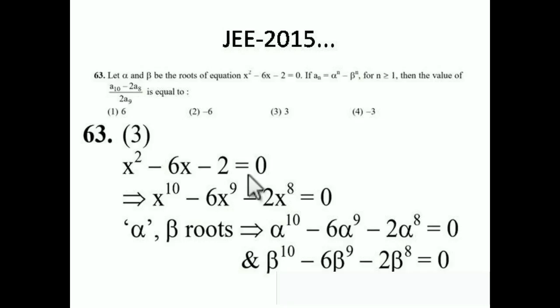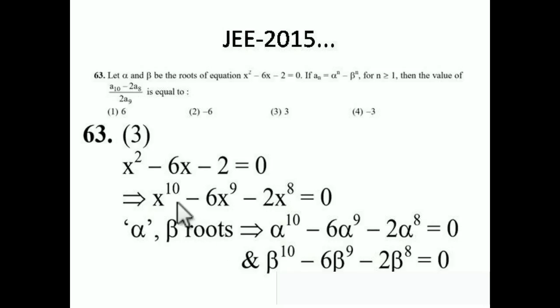Now see, if I want alpha 10, alpha 9 and alpha raised to 8, then I just have to multiply this equation by x raised to 8. Then what do I get? I get x raised to 10 minus 6x raised to 9 minus 2x raised to 8 is equal to 0. Okay, that's true. I just multiply x raised to 8 on both sides. Okay. Now they say that alpha and beta are the roots of this equation. That means these two, alpha and beta, must satisfy this equation. Okay, they are going to satisfy this equation.